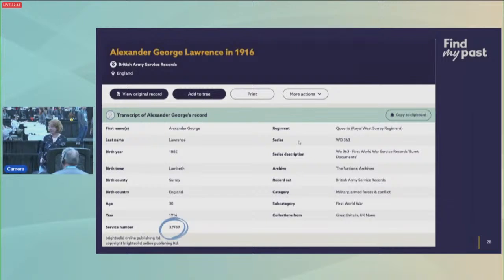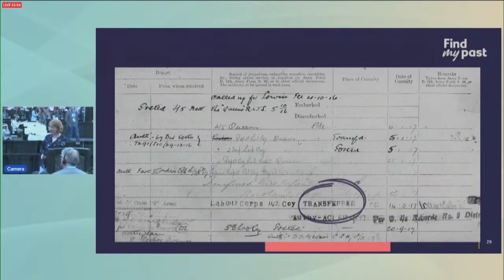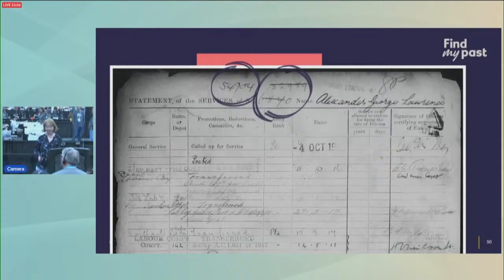If you look for him again in the British Army service records, you find a second service number, 32989. We go to that record, and actually it tells us that he has been transferred to a different unit, so that's a keyword that you're looking for to understand there's a new number associated with this individual. And then at the top, we actually find out that he has 3 service numbers.